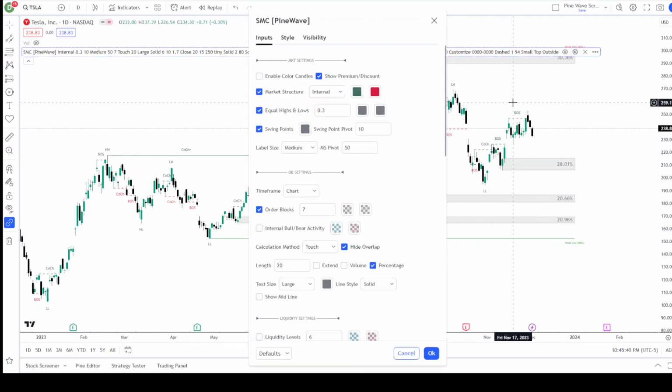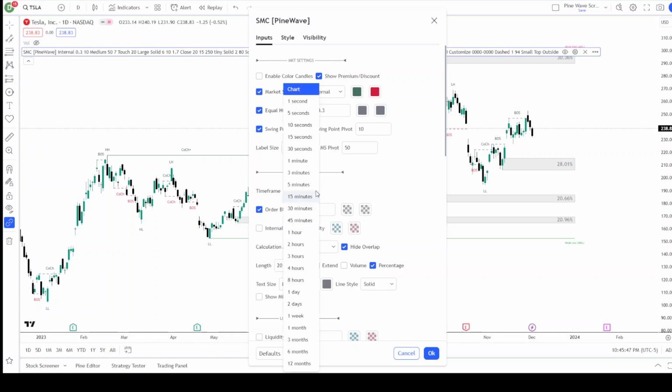Let me see if we can adjust the settings. So this one's showing 7 order blocks back. It's showing whatever the chart is, so you can also change that as you go down into like 1 hour charts. You could have the daily order blocks on there or the weekly order blocks. Right, so that's something you can adjust.